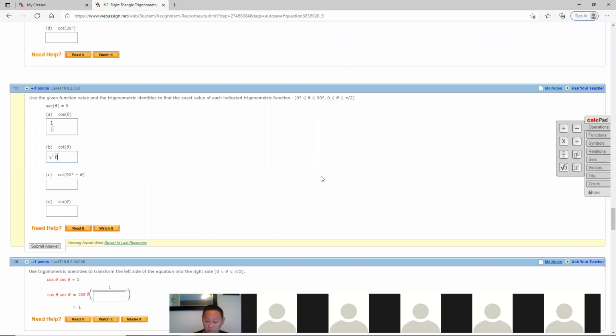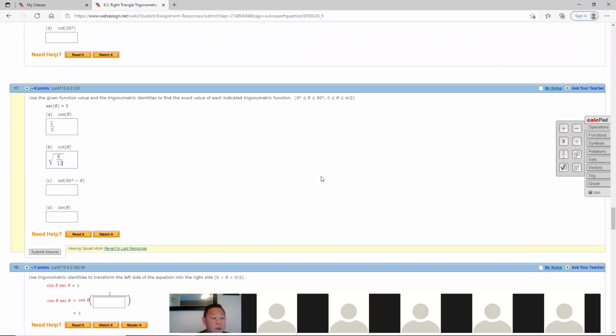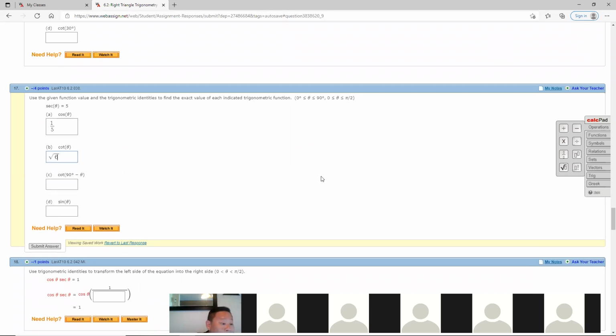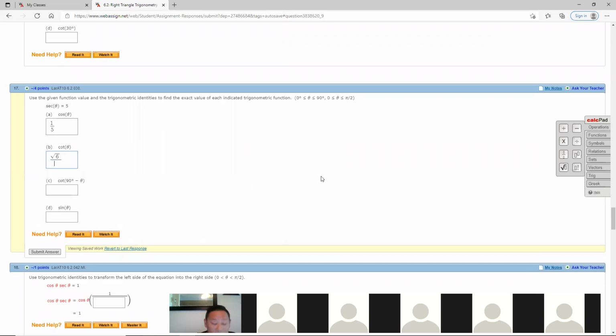Now, sorry, this is wrong, because it should be on the outside. So make sure you know how to type this correctly. Make sure the 12 is not in the square root.